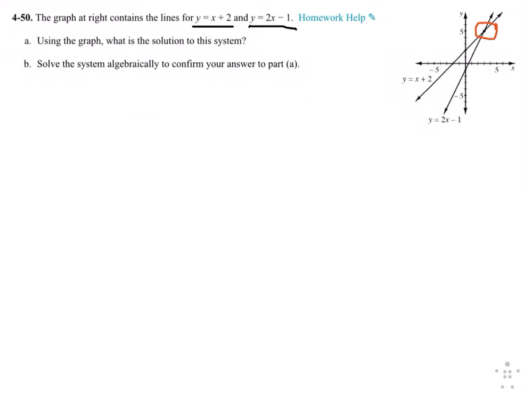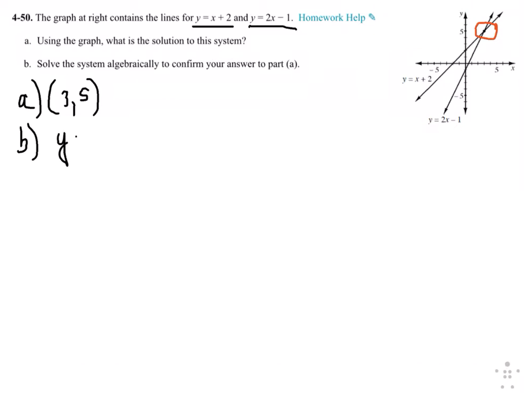That is 1, 2, 3, 5. So for A, the answer is (3, 5). And we determine that just by looking at where I circled at the point of intersection. For B, they want us to solve them algebraically.